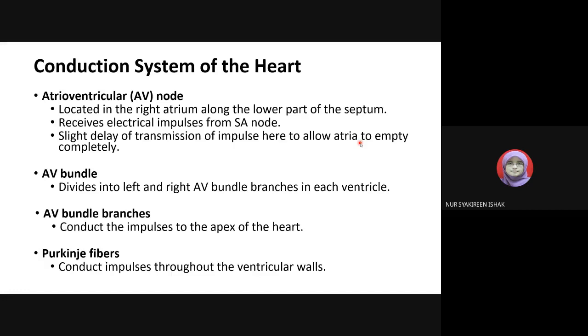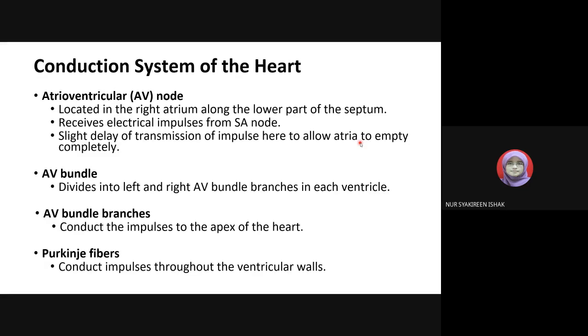Kenapa kena ada a slight delay? So this slight delay is significant to allow the atria to completely contract so that all the blood within the atria is pushed into the ventricle. Soalan ni selalu keluar dalam exam. Macam contohnya, what is the significance of the slight delay tu? The significance of the slight delay at the AV node is to allow the atrium to completely contract so that all the blood within the atrium is pushed into the ventricle.